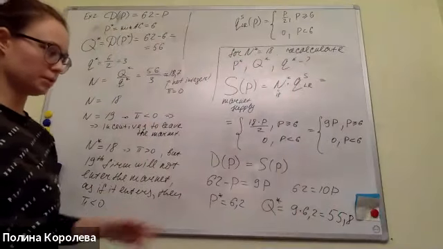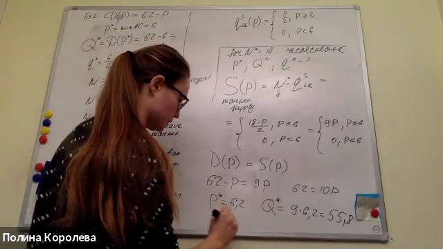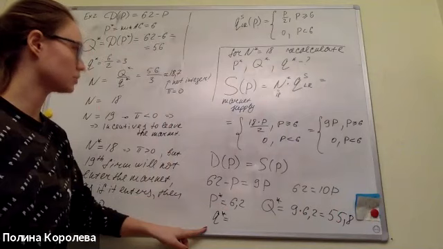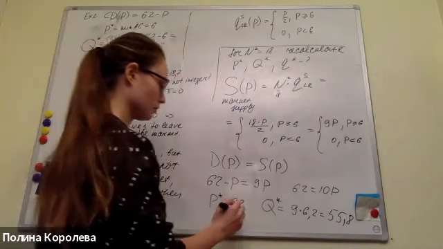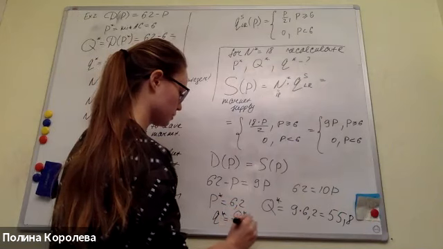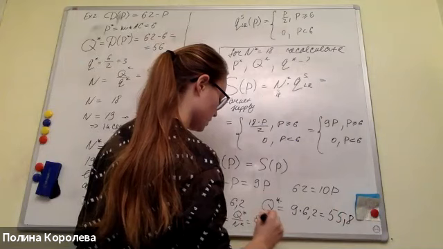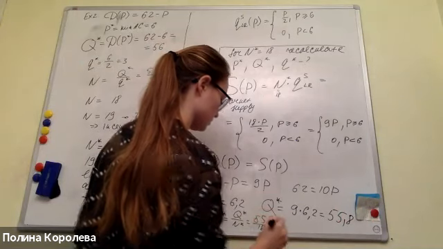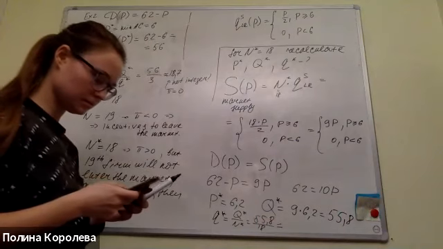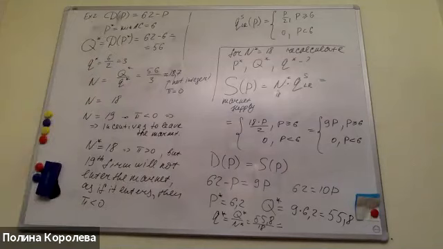And then we can calculate how much each firm will sell. We can divide total quantity by the number of firms: 55.8 divided by 18. Let's calculate. This is 3.1.